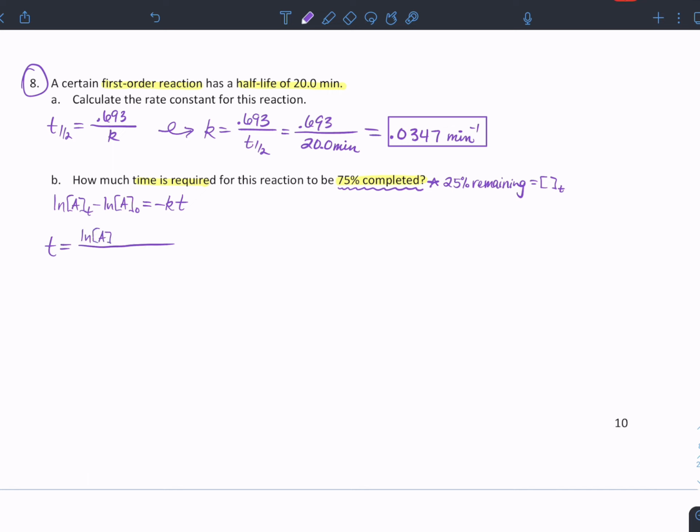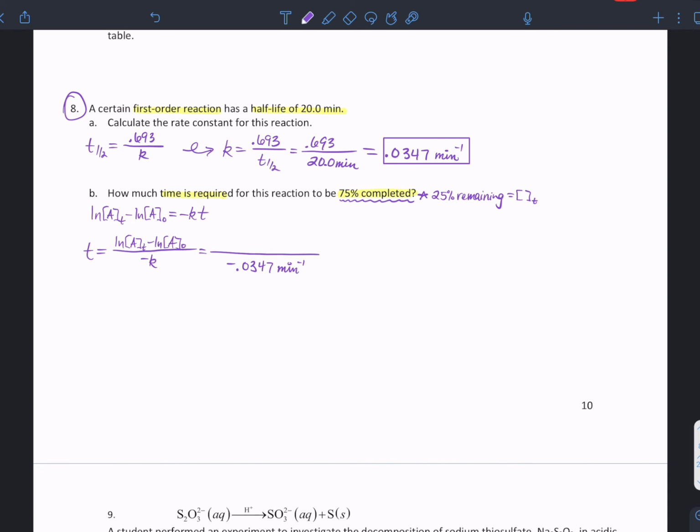Again, I like to do my algebra, so I'm going to have time equals ln of A t minus ln of A initial over negative K. All right, so I'm going to plug in my rate constant. I can go ahead and do that first. Negative 0.0347 minutes to the negative first.